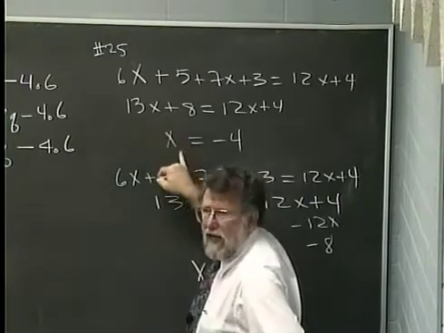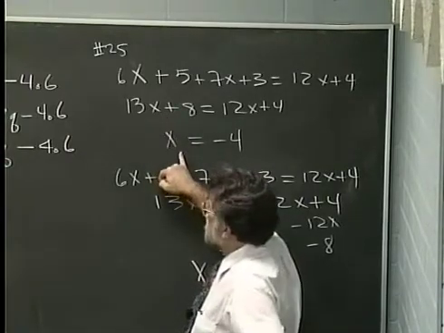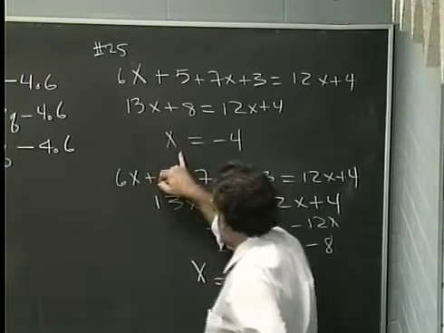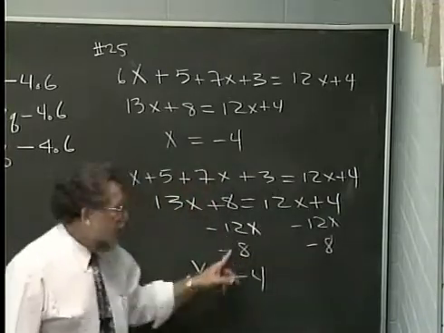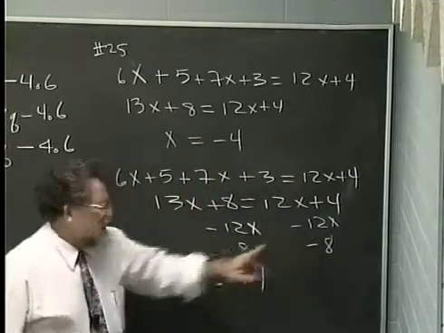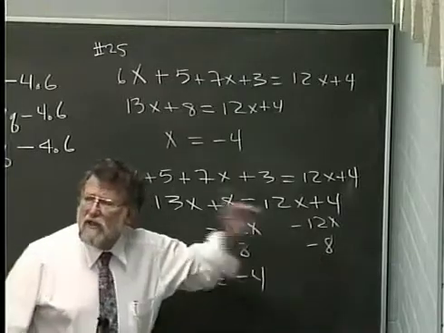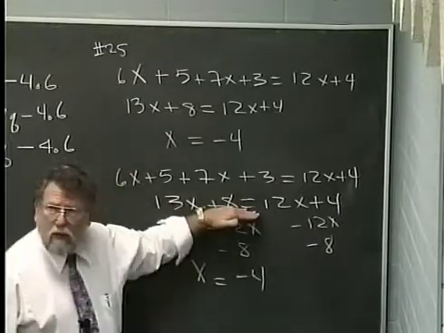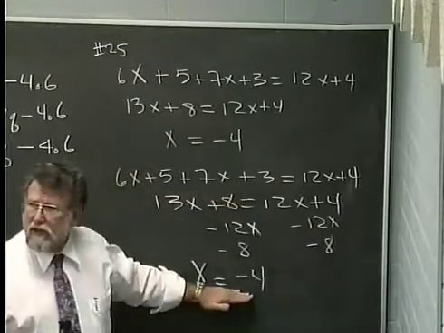Going from here to here, I did what? We talked about it: you added negative 12x to both sides. You added negative 8 to both sides. So you're guaranteed that this equation has the same solution this equation has.